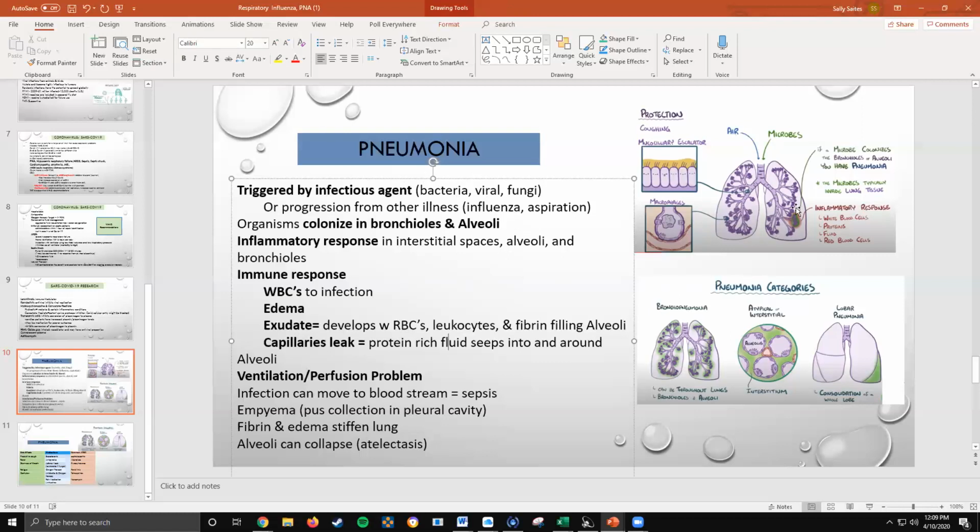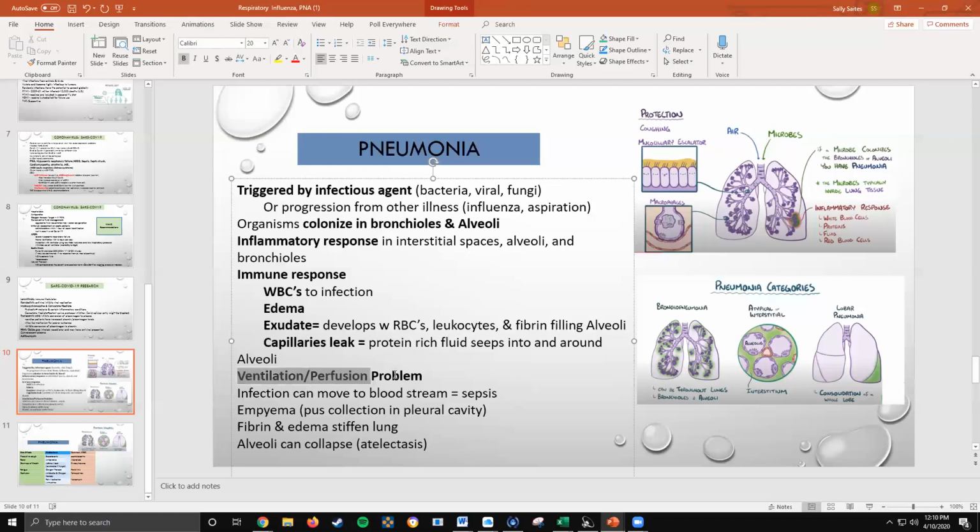When that happens, the immune response is WBCs to the infection, edema occurs, exudate develops within the bronchial tubules and the alveoli itself. That develops with RBCs, leukocytes, and fibrin filling the alveoli. So we've got a really clogged alveoli that cannot expand, contract, and it cannot even take the oxygen and put it into our system and then take our CO2 out because it's clogged.